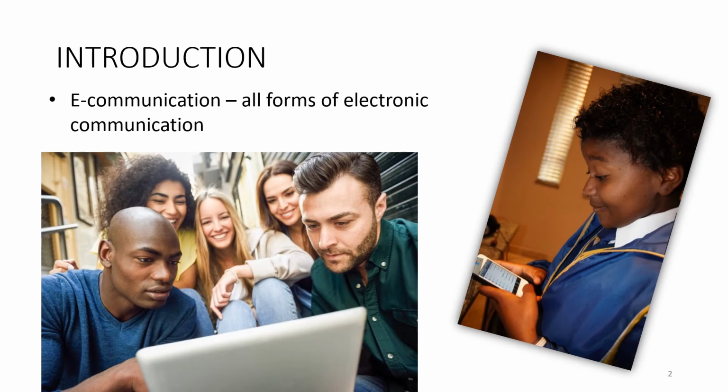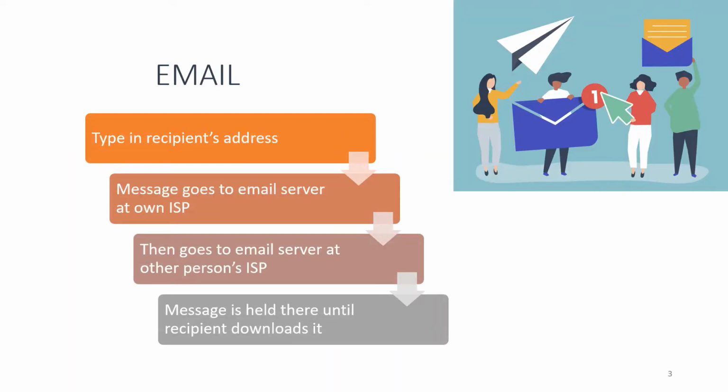So, e-communication just means all forms of electronic communication using devices like cell phones, computers, and so on. When you send an email, the way that it travels is the following. You type in the recipient's address. You then hit enter to send it, and the message goes to the email server in your internet service provider. It then travels to the email server at your recipient's internet service provider, and the message is held there until the recipient downloads it.